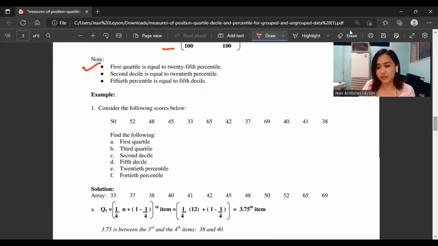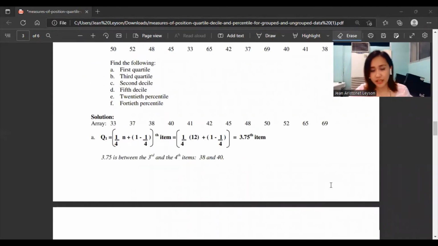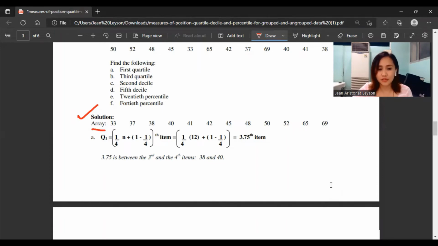So how are we gonna solve for those? So we have here our solution. So again, in order to solve for quantiles, the first thing that we have to do is to arrange the set of data, either from lowest to highest or from highest to lowest. So here we have the array. Array meaning that the set of data has been arranged. So we start with 33, 37, 38, 40, and so on up to 69.